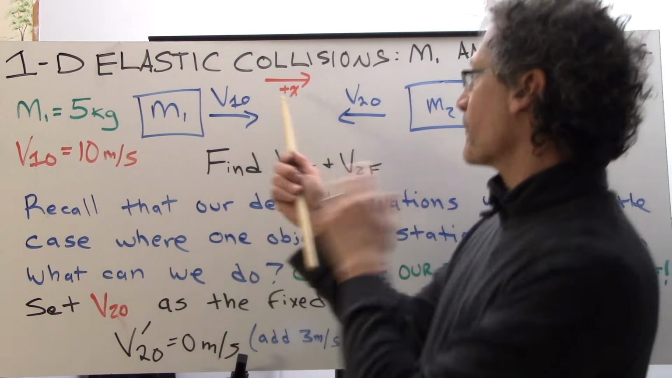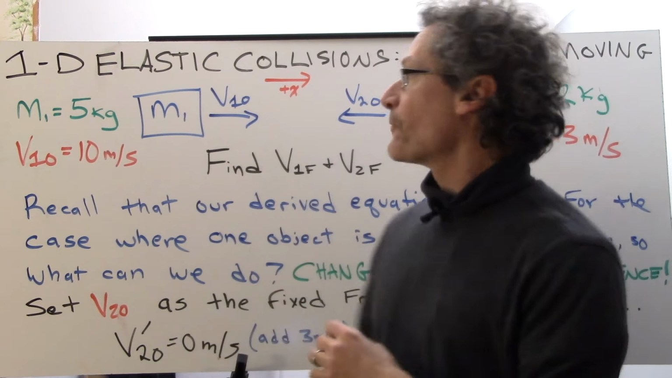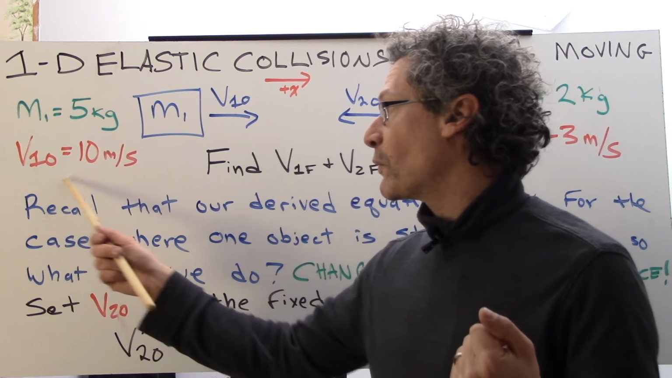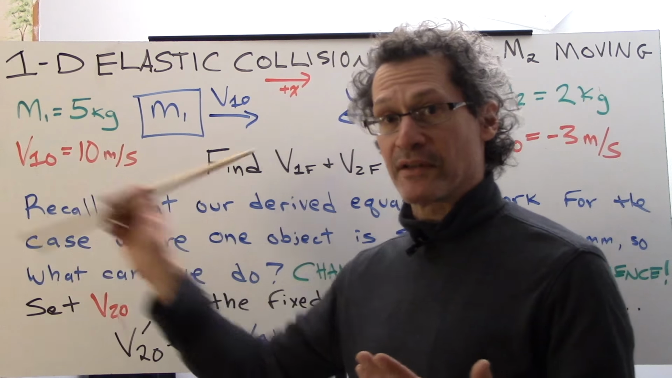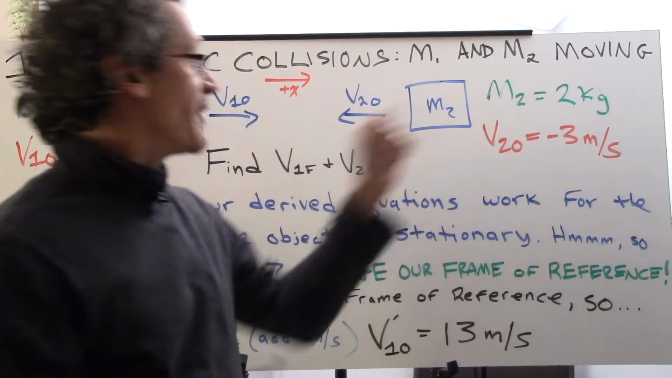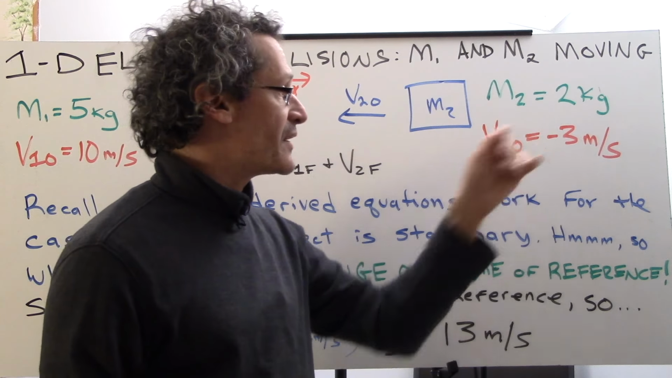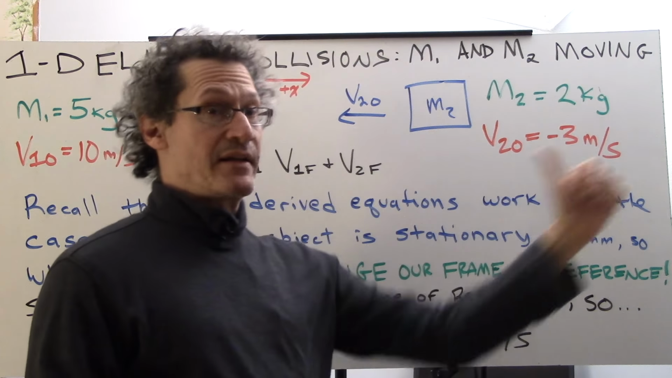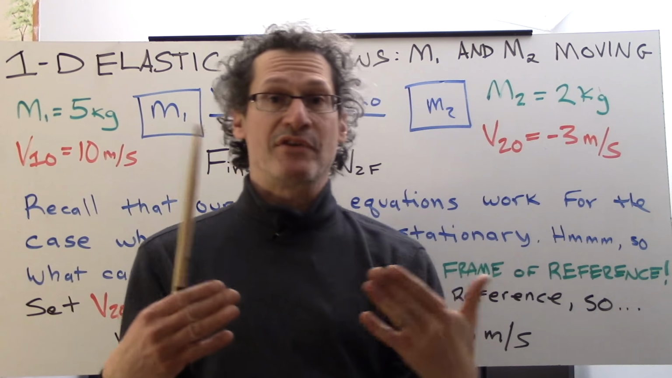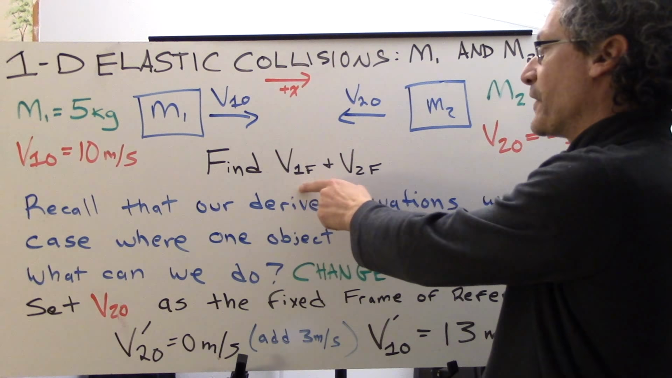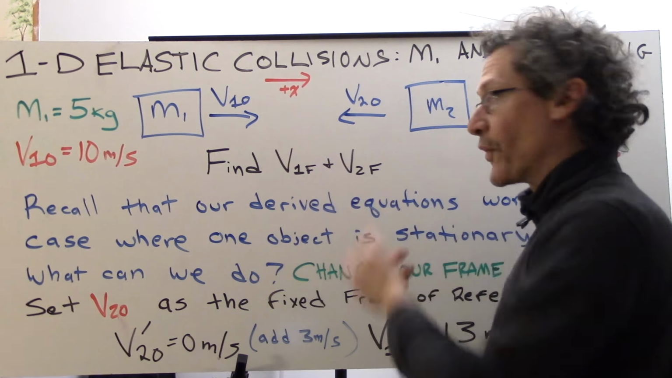Here's our coordinate system. The right is positive x, okay? So m1 has a mass of 5 kilograms. v1 naught is 10 meters per second, positive, heading towards the right. On the other side, m2 is 2 kilograms, v2 naught is negative 3 meters per second. It is heading to the left, and they are going to smash into each other in a fully elastic collision. What are v1 final and v2 final going to be?